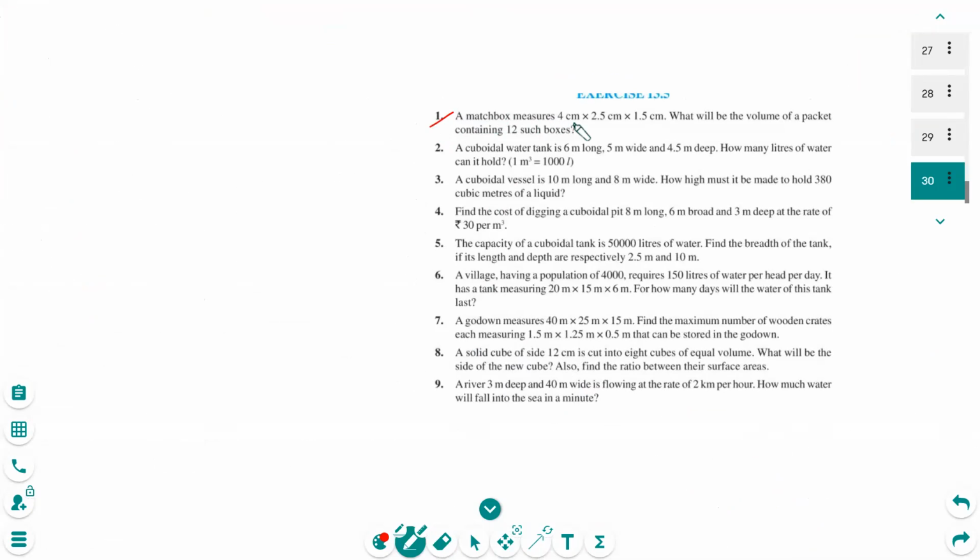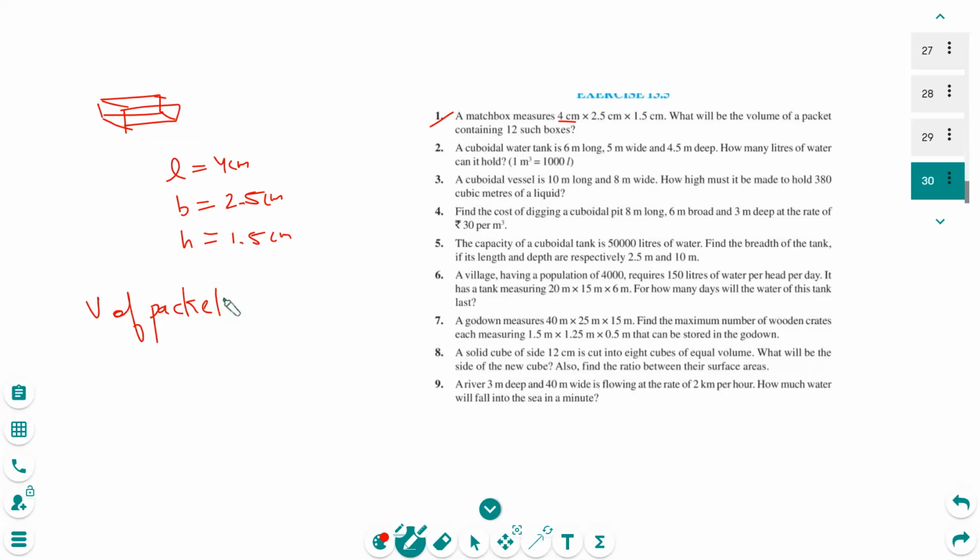A matchbox measures something like this. There's a small matchbox, matches, right? It's cuboidal shape, obviously, because the dimensions are also given like this. The first guy is called the length. The second guy is called the breadth or width. And this is called the height or the depth. The same thing. What will be the volume of a packet containing 12 such boxes? It's a halwa question. Volume of packet.